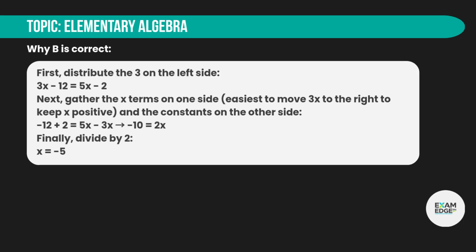Why B is correct? First, distribute the 3 on the left side. 3x minus 12 equals 5x minus 2. Next, gather the x terms on one side. Easiest to move 3x to the right to keep x positive, and the constants on the other side. Minus 12 plus 2 equals 5x minus 3x, then minus 10 equals 2x. Finally, divide by 2. X equals minus 5.